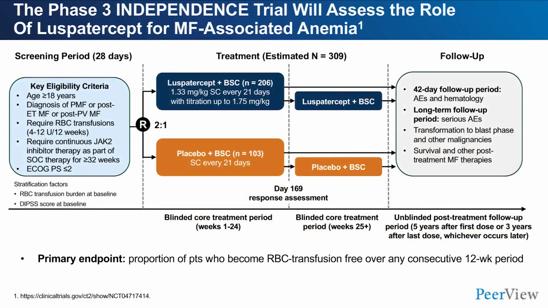So luspatercept is now under investigation in the INDEPENDENCE study, and I hope that we will have the result of this study approximately before summer 2025. And this study included patients with a diagnosis of primary or secondary myelofibrosis, requiring red blood cell transfusions of 4 to 12 in the last 12 weeks, on a JAK inhibitor at a stable dose. And patients were randomized 2-to-1 to receive luspatercept or placebo. And the primary endpoint was the proportion of patients who became transfusion independent.